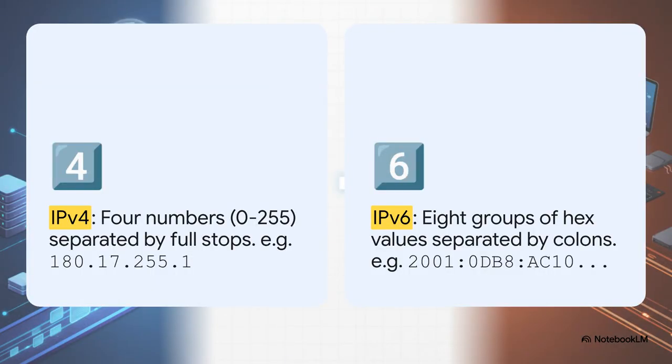So, for the exam, how do you tell them apart? It's super easy. IPv4 looks simple. 4 numbers separated by dots. IPv6 is the big long one. 8 groups of hexadecimal letters and numbers separated by colons. You can spot it a mile away.